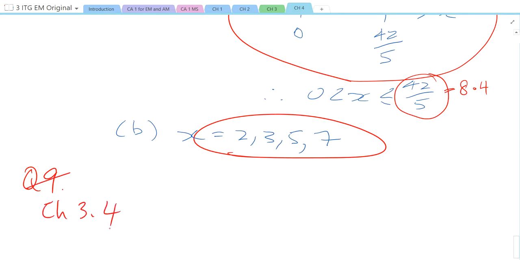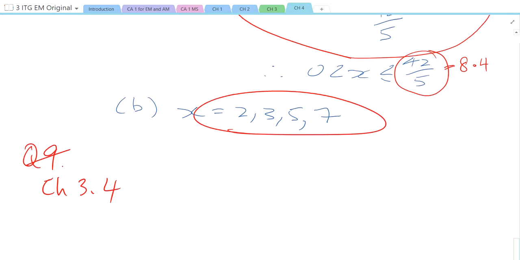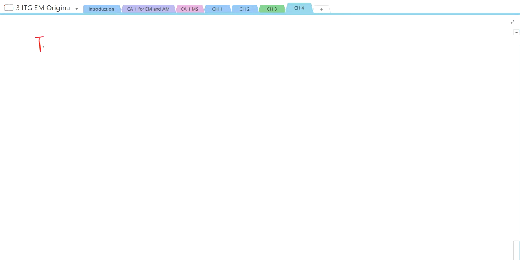3.4 is on applications. Basically, everything is the same for us, but you need to create your own inequality now. Let us take a look at try it 10. Okay, read the question.